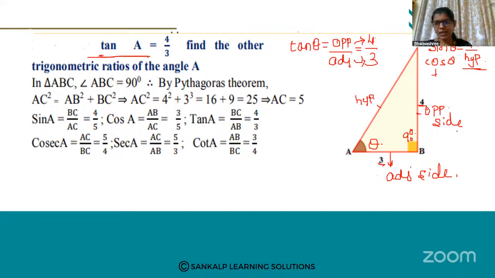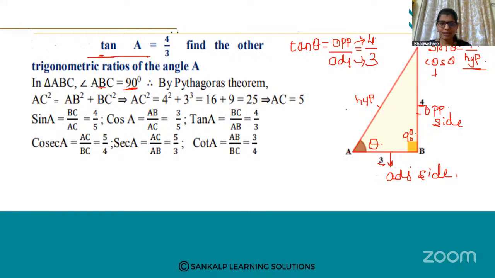So what is Pythagoras theorem? Hypotenuse square is equal to the sum of the squares of the other two sides, that is AB square plus BC square. In triangle ABC, angle B is 90 degrees, therefore, by Pythagoras theorem, AC square is equal to AB square plus BC square.